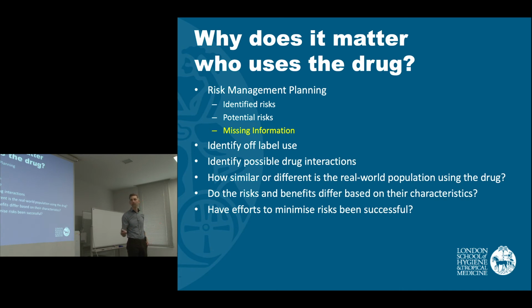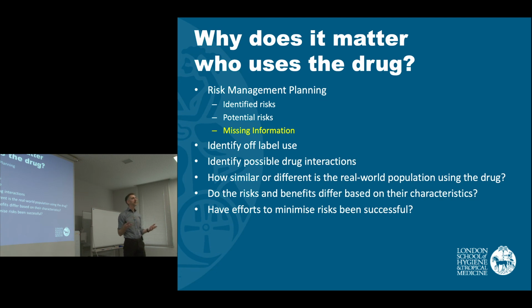It can help us to identify off-label use. So we know what indication we give the drug for, but is it what it's being used for? Are people giving it for other reasons? It can help us to identify drug interactions, so we can quickly see what treatments are people taking our drug in combination with, and might this be a problem? We can compare how similar or different the real-world population is compared with the randomised trial population. And we can then start to decide whether the risks and benefits might differ based on these characteristics.